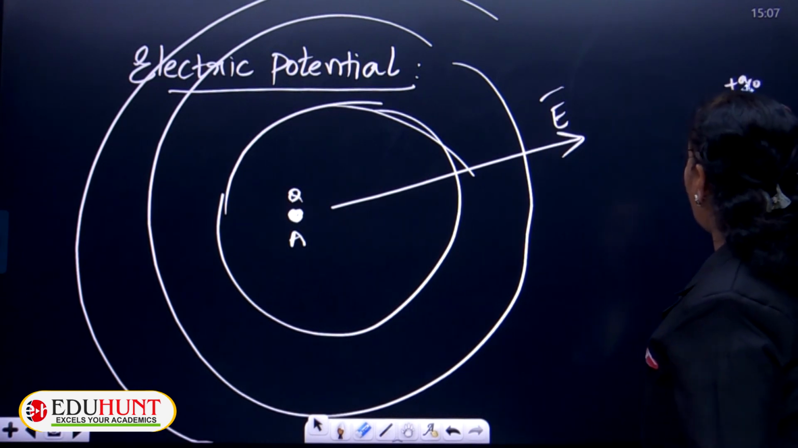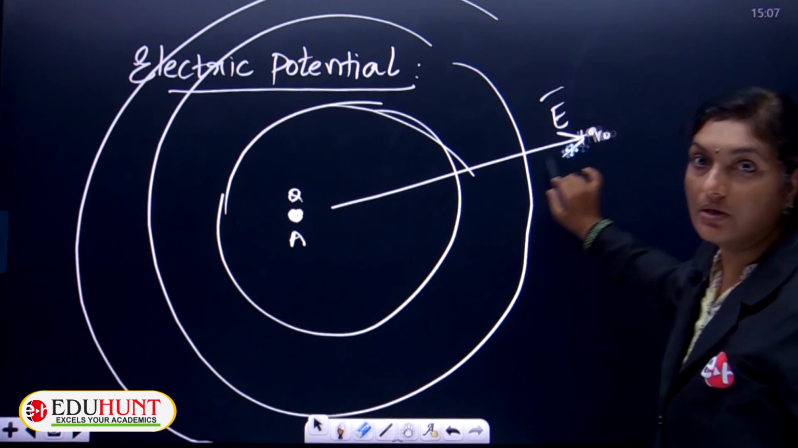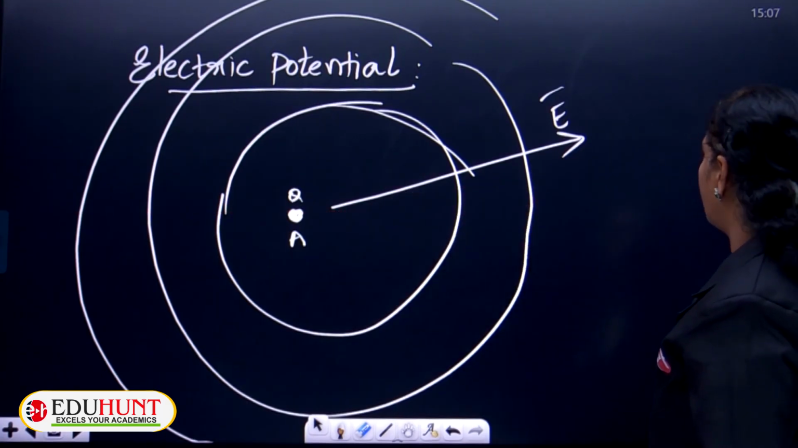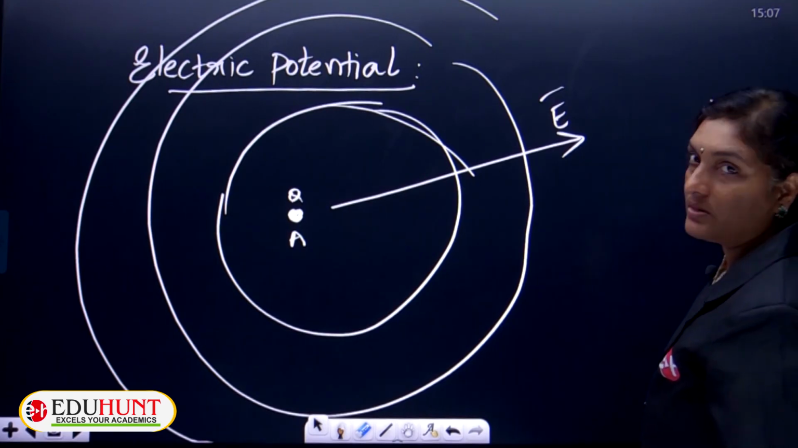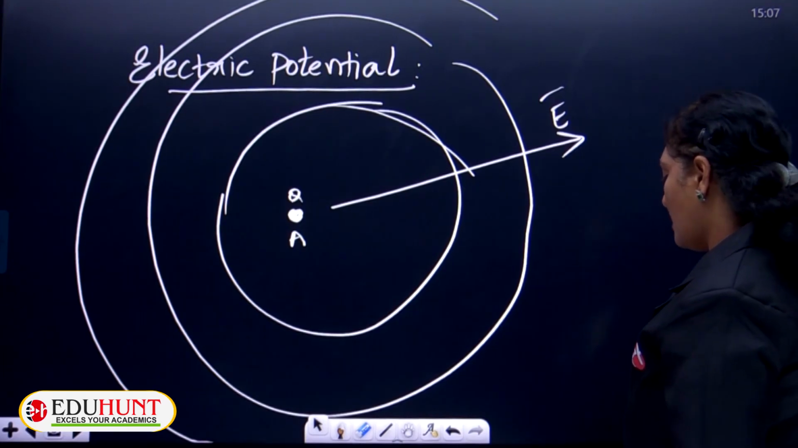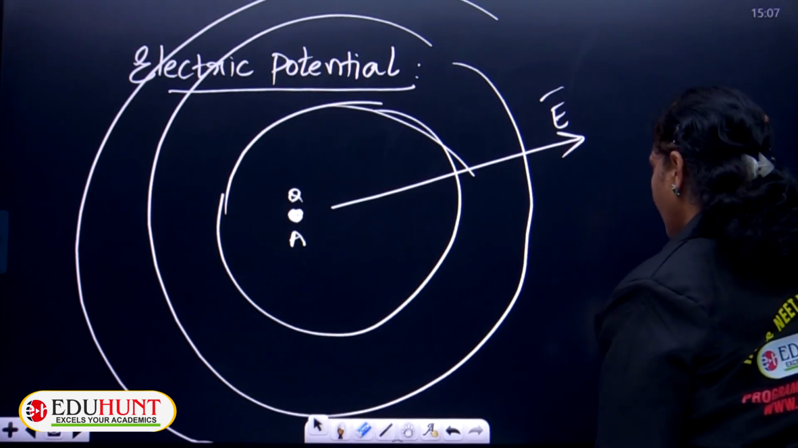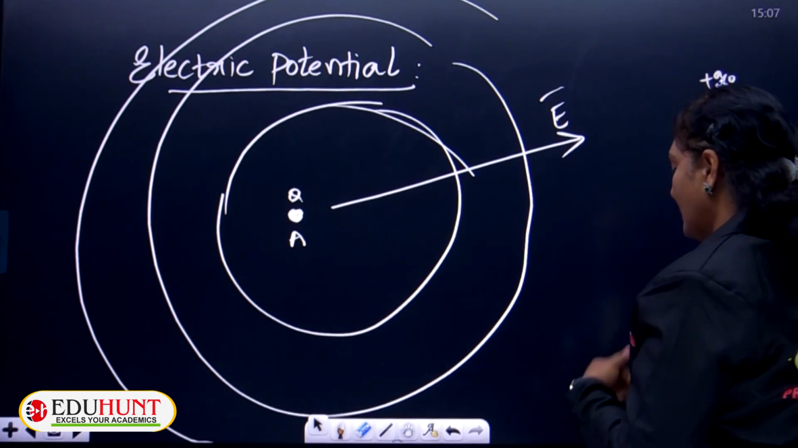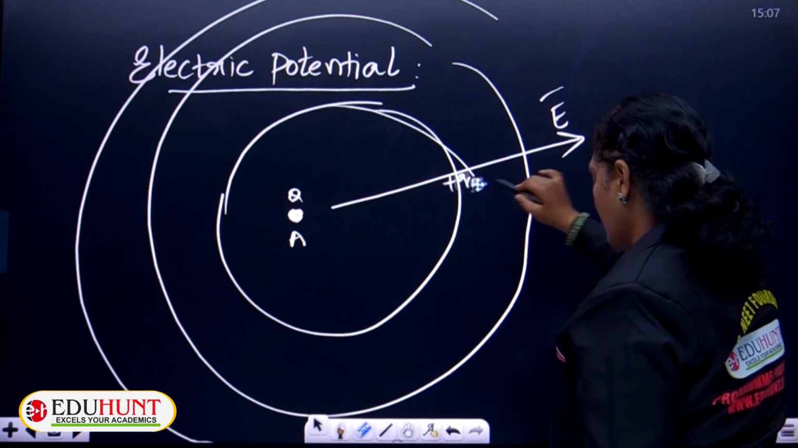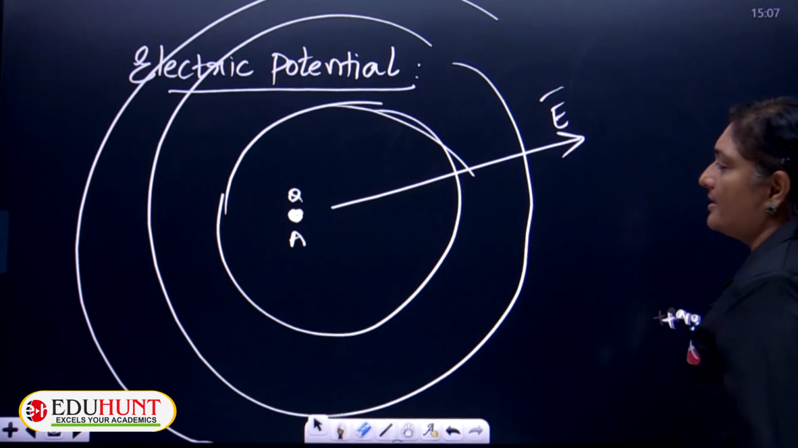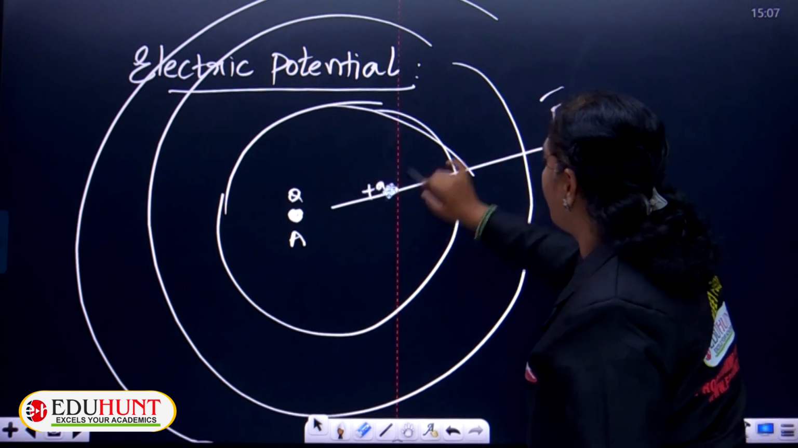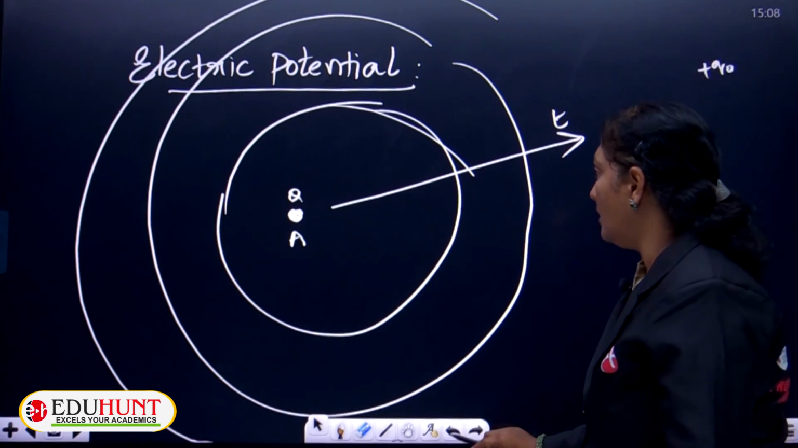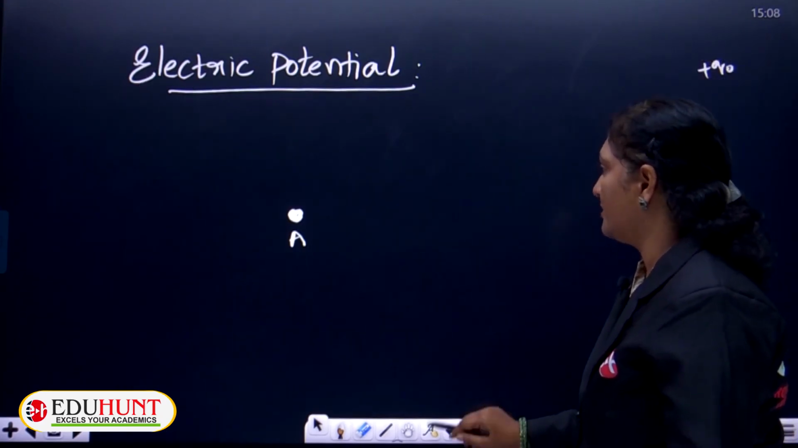So, we have to do some work to bring this unit positive charge against the electric field experienced by it. Hence, the work done in bringing a unit positive test charge, I repeat, from infinity to that point along any arbitrary direction. Maybe this direction, maybe a straight line direction, any arbitrary direction. So, this is all about your electric potential.